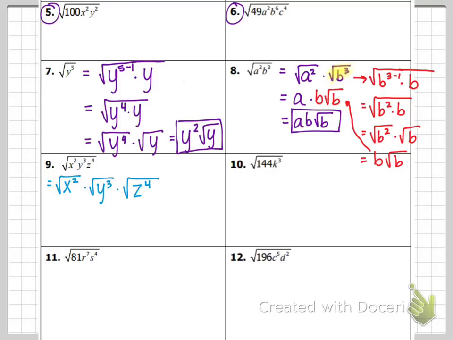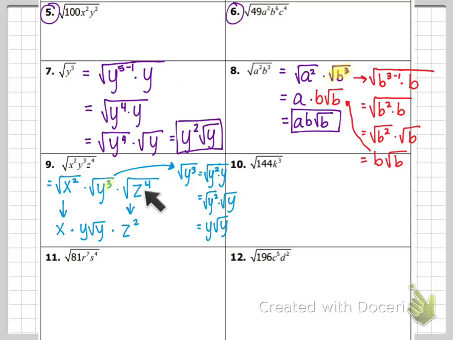Okay, so we can break up number 9, square root of x squared, square root of y cubed, square root of z to the 4th. So we're going to look at our odd numbers, the numbers that are not multiples of 2, and we're going to subtract 1. Square root of x squared is x. Square root of y to the 3rd, we subtract 1, so 3 minus 1 is 2. So the square root of y squared is y, and then we just keep this on the inside, so I'm going to replace that there. And then z to the 4th is just z squared, because I can just divide that by 2.